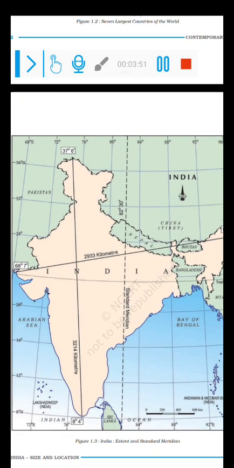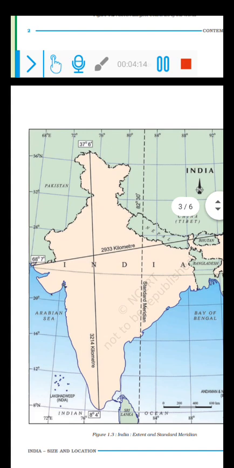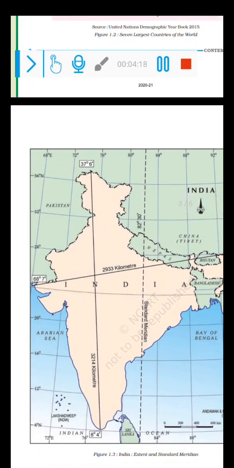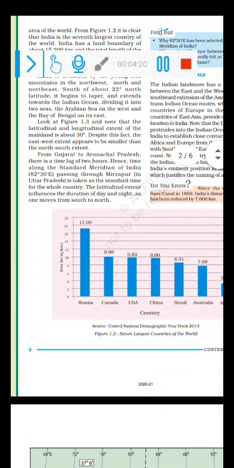There is a gap of 2 hours. Why 2 hours? Because we are traveling from the prime meridian towards the east, and as we travel towards the east, we keep on adding the time. So for one longitude, we add 4 minutes. So for each longitude, if we keep on adding 4 minutes, when we travel from 68 degrees to 97 degrees, there will be a gap of 2 hours.